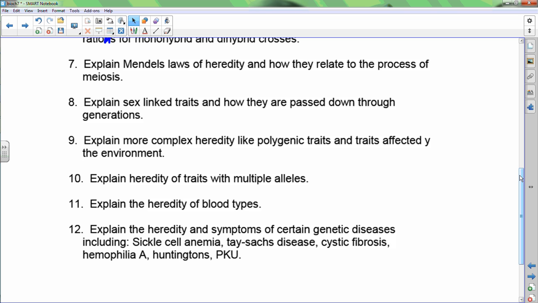Okay, number 9 says explain more complex heredity like polygenic traits and traits affected by the environment. So, polygenic traits, remember, are traits that are controlled by more than one gene. And a lot of times there's like a cascade. This gene has to turn on this thing, which will turn on this thing, and will turn on this thing, and then you get a certain color hair. So polygenic, remember, poly means many, genic just means gene.